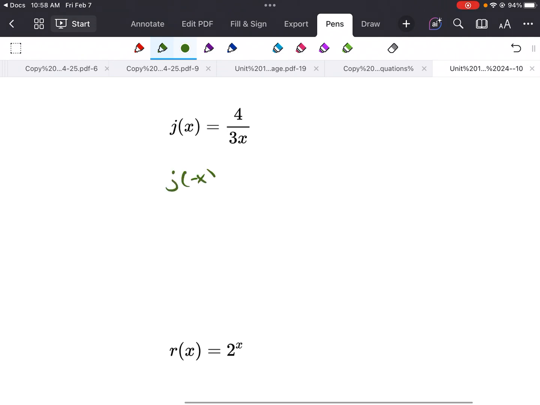Okay, j of negative x is 4 over 3 times negative x, which gives us 4 over negative 3x, which is the opposite. The first one was positive 4 over 3x. This is positive 4 over negative 3x. So therefore it's odd.